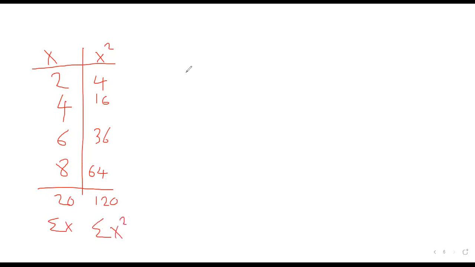The mean is the average. It is denoted by the symbol x bar. So to find the mean, it's simply summation of x over n. N is the number of observations. N here is 4. So to find the mean, 20 over 4, the answer is 5. That is how we find the mean.